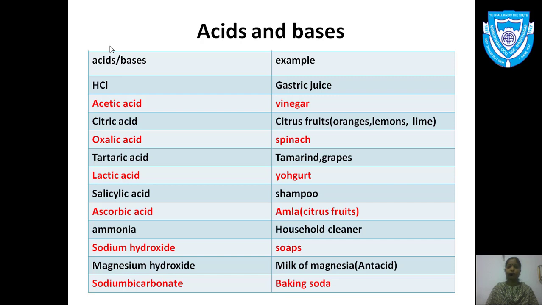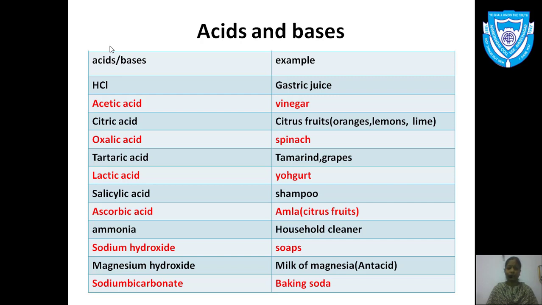Citric acid is present in citrus fruits like oranges, lemons and lime. Oxalic acid is present in spinach. Tartaric acid is present in tamarind and grapes. Lactic acid is present in yogurt. Salicylic acid is used to make shampoo. Acetyl salicylic acid is used to make aspirin, which is a medicine. Ascorbic acid is present in amla and other citrus fruits along with citric acid. Ammonia is used as a household cleaner.